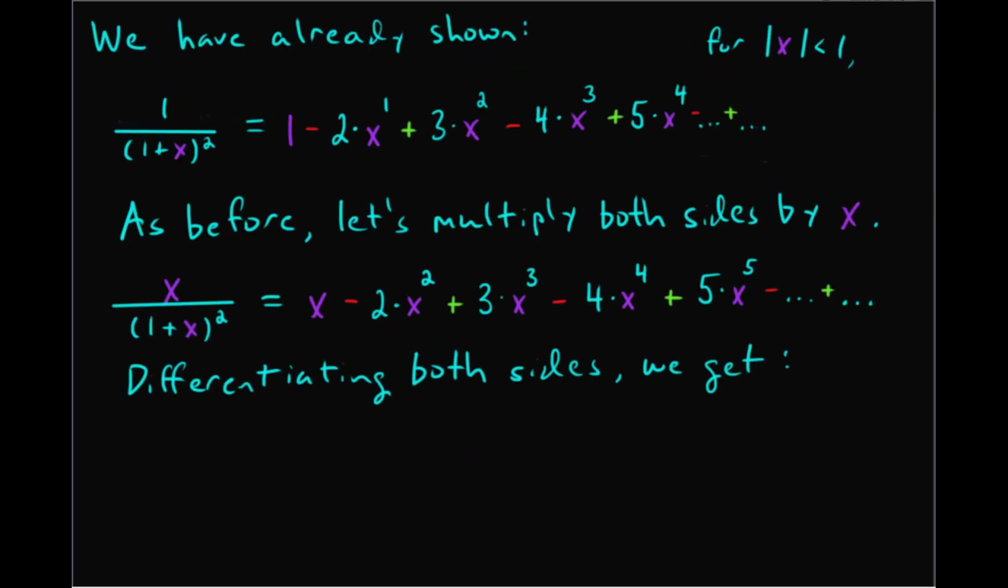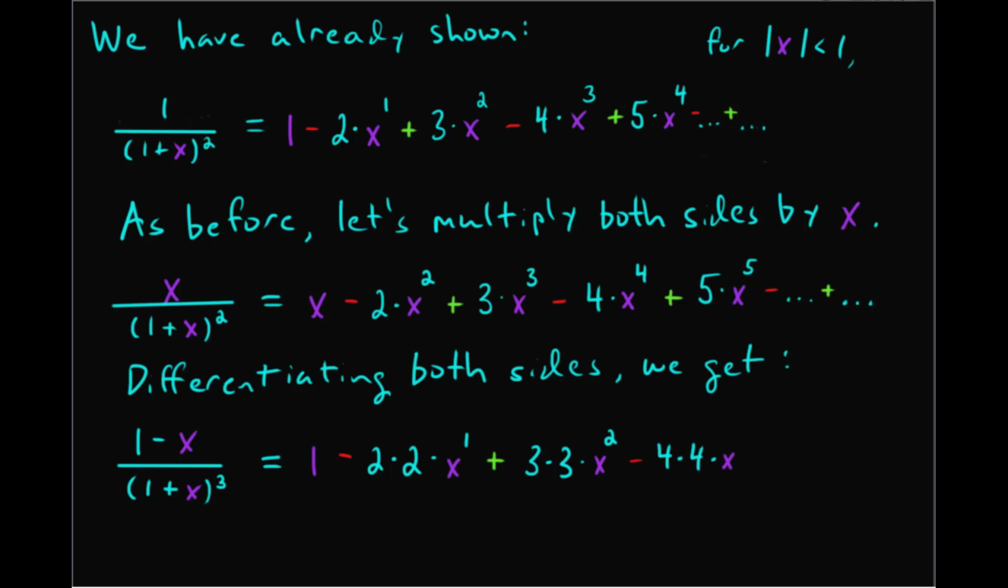So let me bring that back to the previous page here. We have the derivative of x over 1 plus x quantity squared equals the function 1 minus x over the quantity 1 plus x cubed. And we can set that equal to the derivative of the series on the right-hand side. Just applying the power rule here, this equals 1 minus 2 times x to the first, plus 3 times x squared, minus 4 times x cubed, plus 5 times x to the fourth, minus dot dot dot plus dot dot dot. So now I'll just combine terms together.